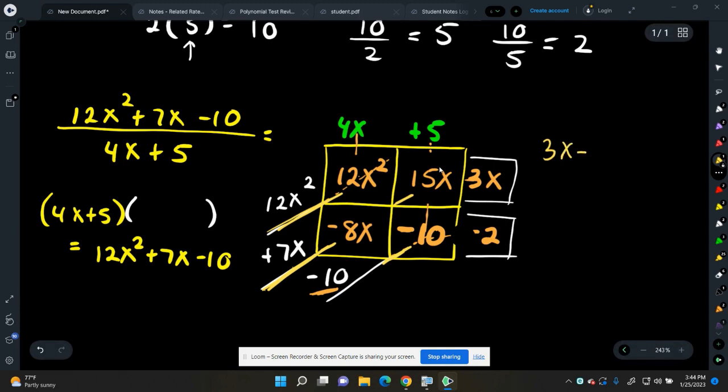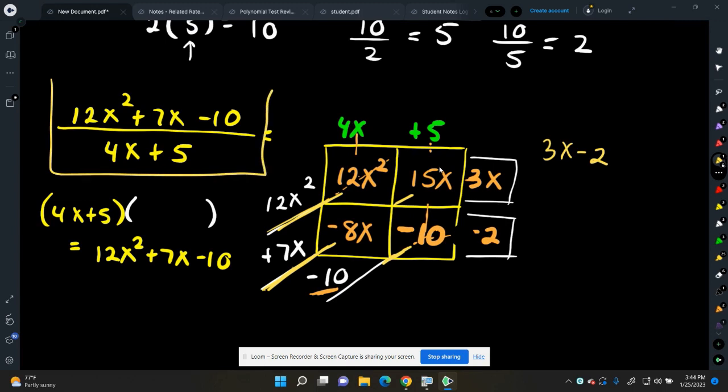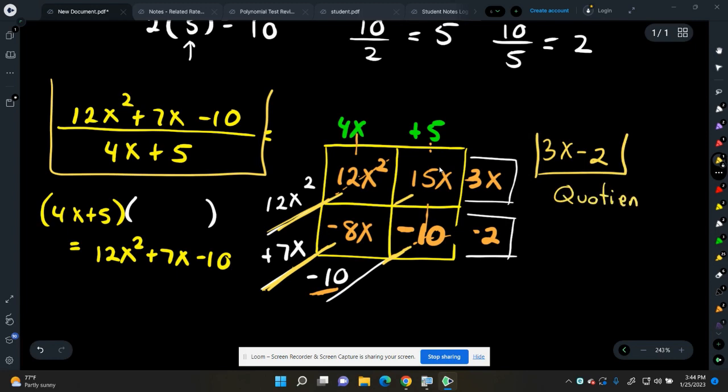3x minus 2. That's what I get when I divide 12x squared plus 7x minus 10 by 4x plus 5. I get 3x plus minus 2. This is what's called my quotient. Quotient is the answer to a division problem. That's my quotient.